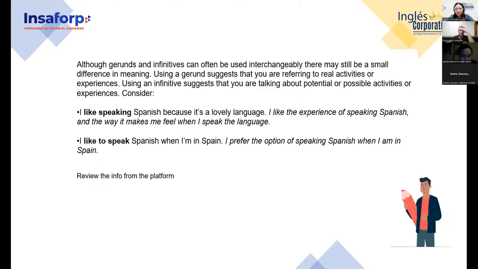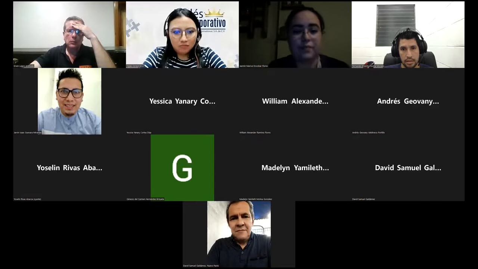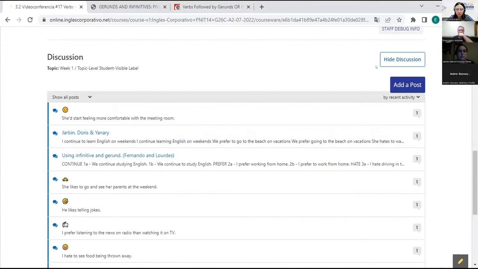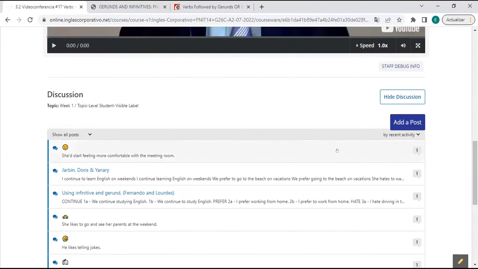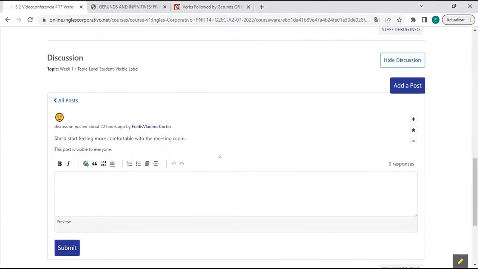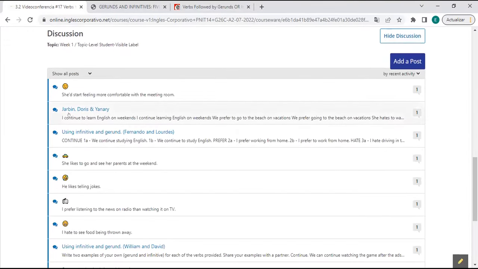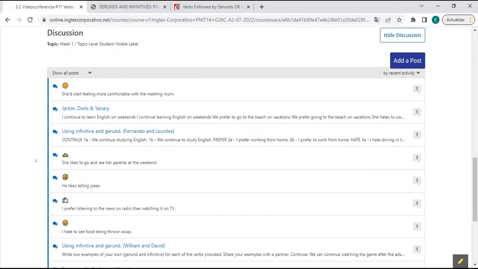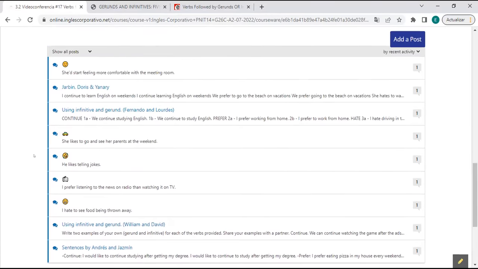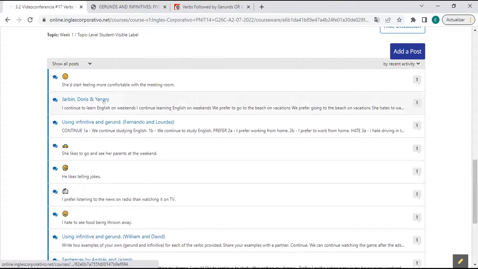Okay, so let's go and review the information that we have in the platform. Let me check section number 3, activity 3.2, the examples that you were working on in groups. Let me see, I have so many examples here, so many sentences, but for example, this one. Oh, this is Freddy's. Freddy's, aquí está. Okay, let me see the first one. Okay, Freddy's, this is Darwin, Fernando and Lourdes, William and David, and Andres and Jasmine. Okay, let's pick this one first.